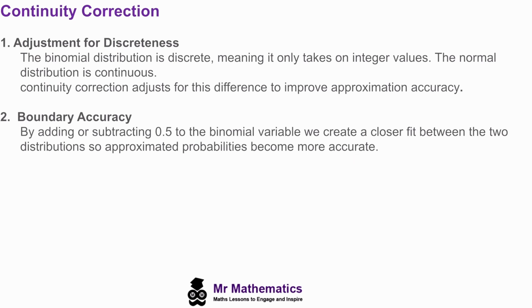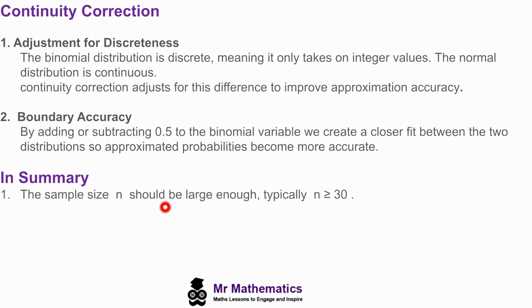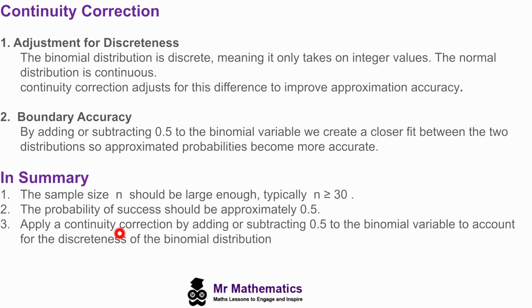So in summary, to approximate the binomial distribution with a normal distribution, the sample size should be large enough, typically greater than or equal to 30. The probability of success should be approximately 0.5, and we need to apply continuity correction by adding or subtracting 0.5 to the binomial variable to take account of the discreteness of a binomial distribution. So I hope that's given you a clearer idea on the benefits of approximating the binomial distribution using a normal distribution. In the next video, I'm going to work through some examples with you using the normal approximation.